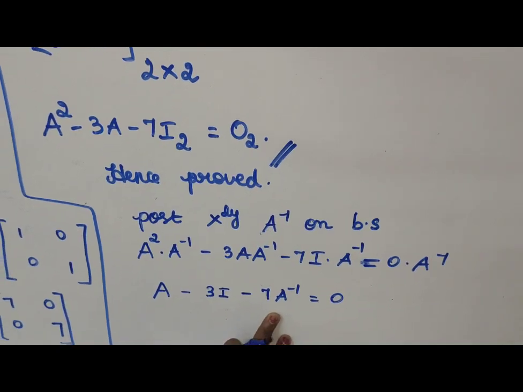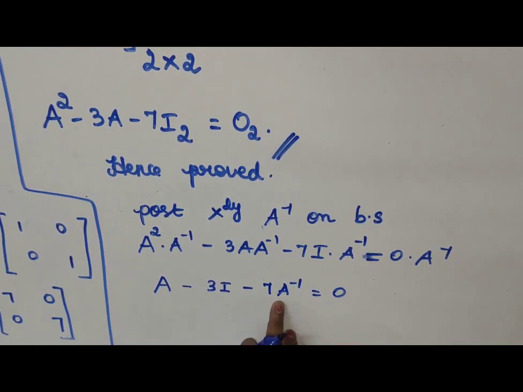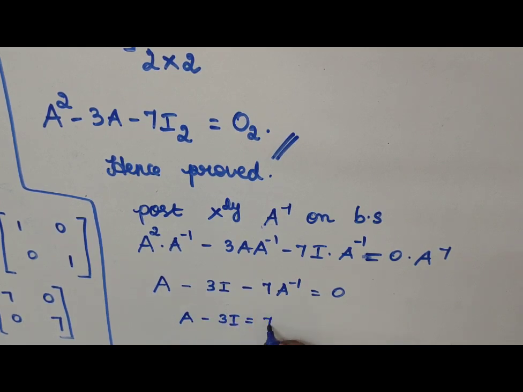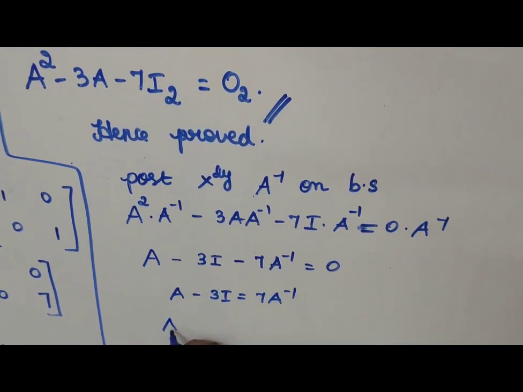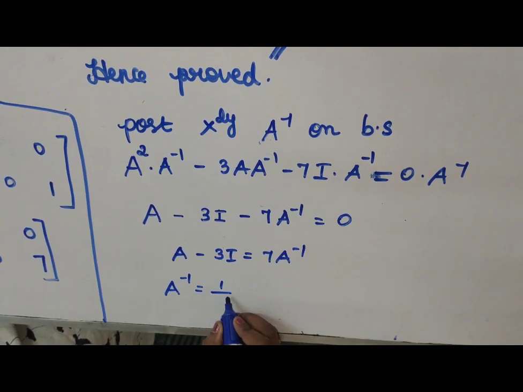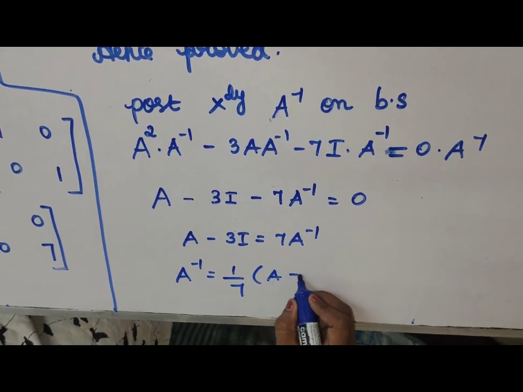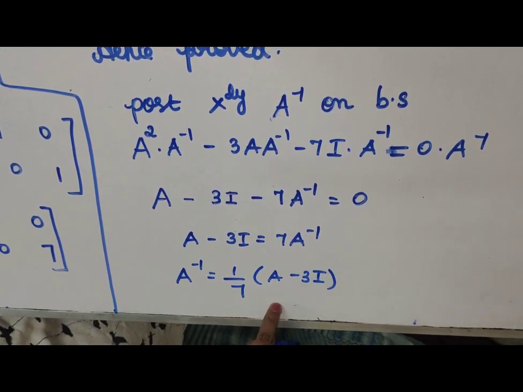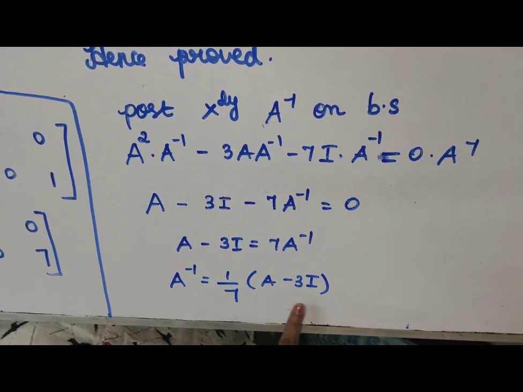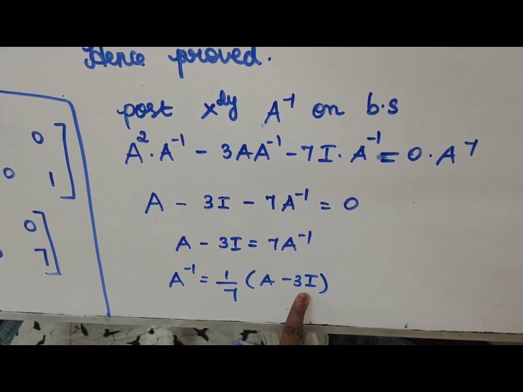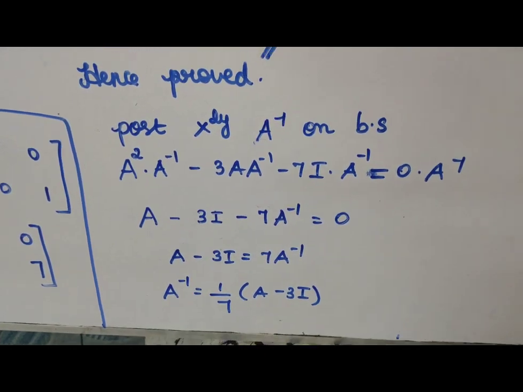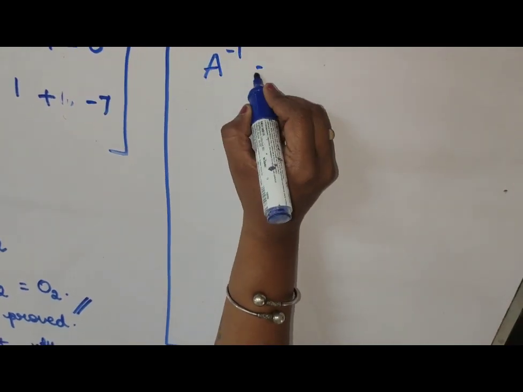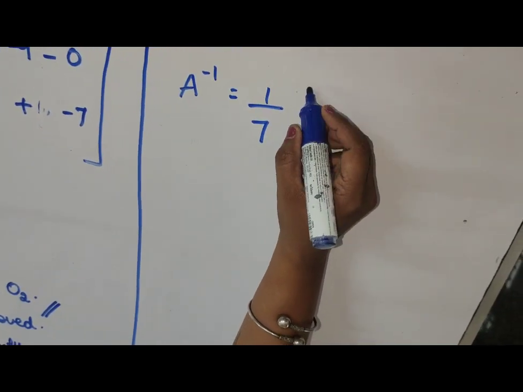We want only the value of A inverse. This term has the A inverse, so we will take it to the other side. A minus 3I equals 7 into A inverse. A inverse we can rewrite as 1 by 7 into A minus 3I. Now in this we have to substitute the value of A and simplify the identity matrix. Let us do that. A inverse equals 1 by 7.